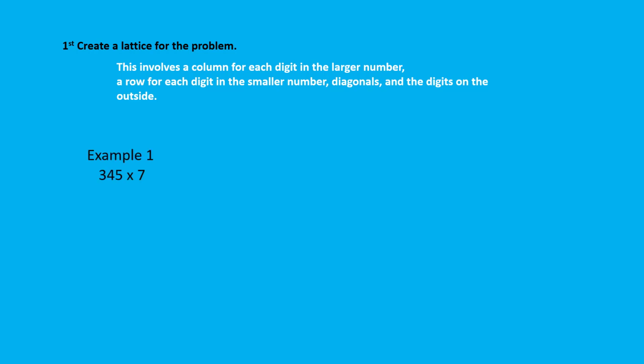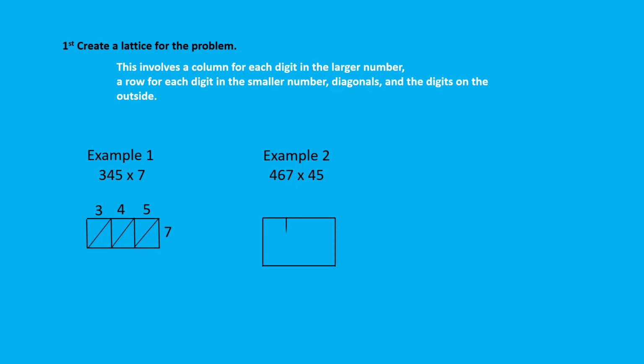Example 1, let's take 345 times 7. Well, 345 has 3 digits, so we're going to have 3 columns, 1 row. Put 345 across the top, 7 on the right side. Example 2, let's take 467 times 45. This time you're going to have 3 columns, 2 rows. And you're going to put 467 across the top, 45 down the right side.